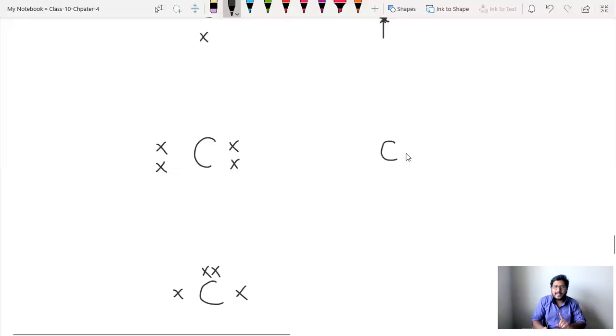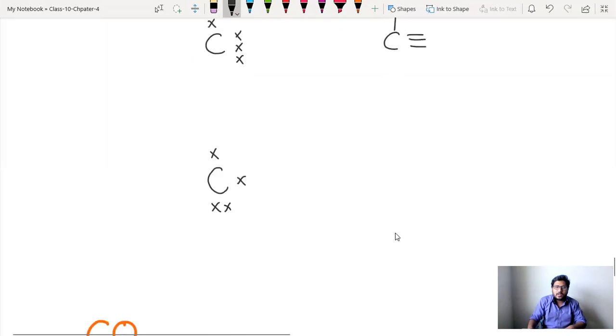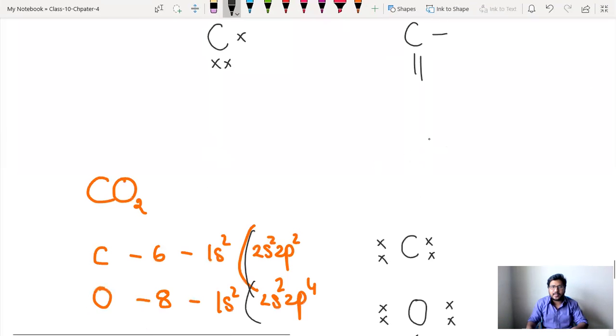This is how we can represent 1, 2, 3, 4. Don't worry, tomorrow we will discuss. In the next lecture we will discuss everything in detail. That's it in this lecture.